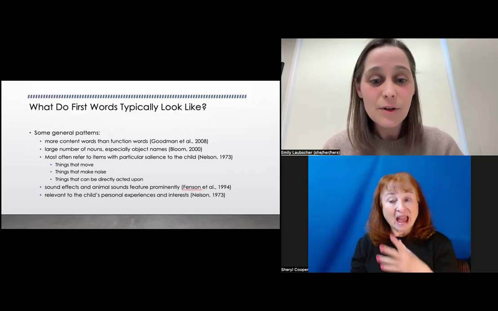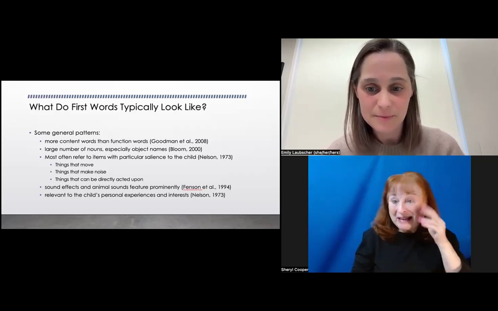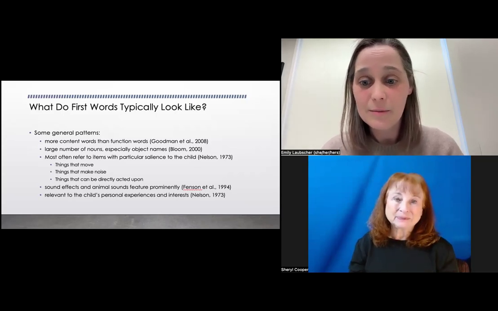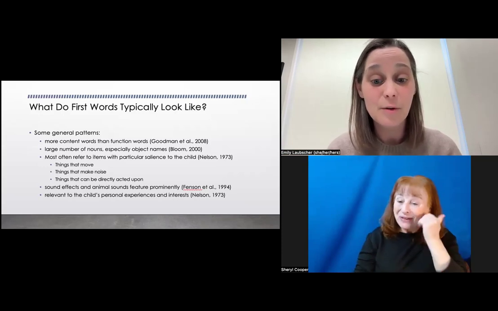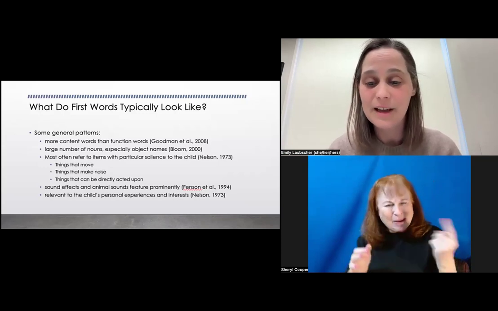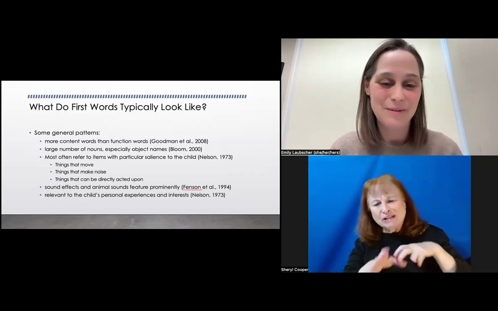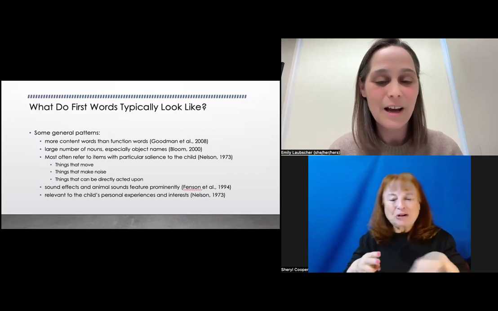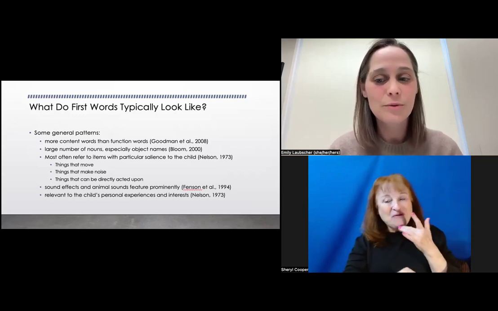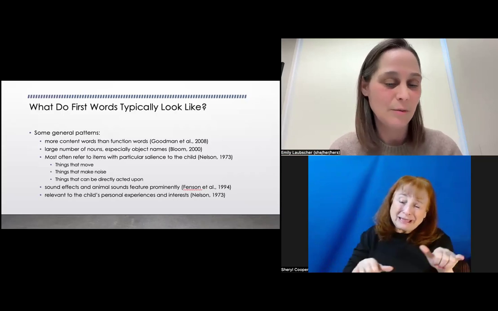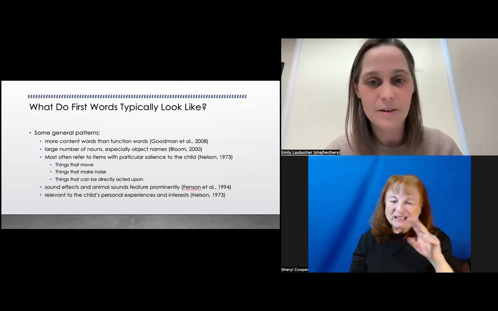And then first words are relevant to the child's personal experiences and interests. Kids talk about what they know, what they experience in their daily lives, the things that are meaningful and important to them as they play and eat and get dressed in the morning and ride to school and so on. They talk about the people in their lives, pets, places they go, favorite toys, routines and concepts that are important to the family culture, like my nephew saying Uggies or my daughter using our dog's name.